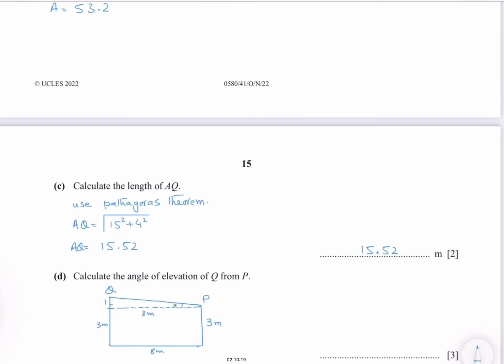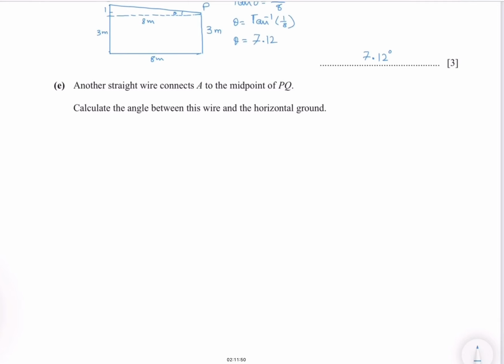So this is the angle he is asking you. So opposite or adjacent, perpendicular or base, tan theta will help you. So tan theta is 1/8. So tan inverse of 1/8 is 7.12. So this is the angle of elevation of Q from P. Another straight wire connects A to the midpoint of PQ. Calculate the angle between this wire and the horizontal ground.